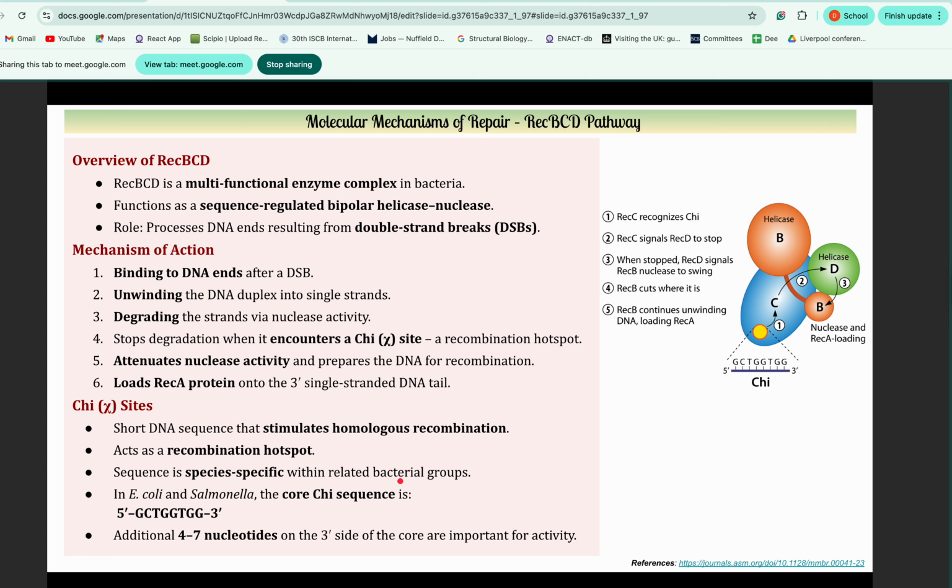This sequence is species specific within related bacterial groups. So in E. coli and Salmonella, the core chi sequence is this one, which is composed majorly of GGG and T. And these additional 4 to 7 nucleotides on the 3' side of the core are important for its activity.